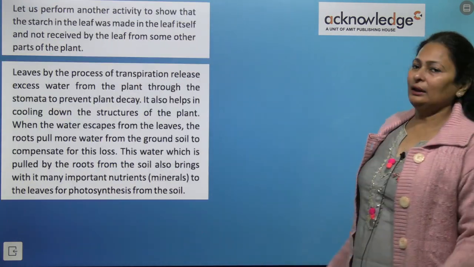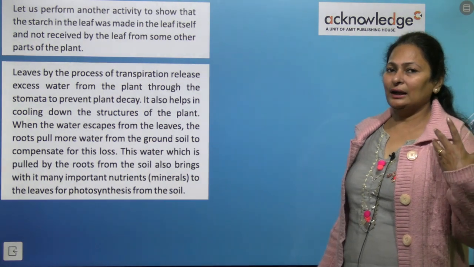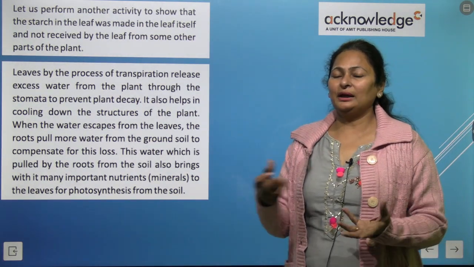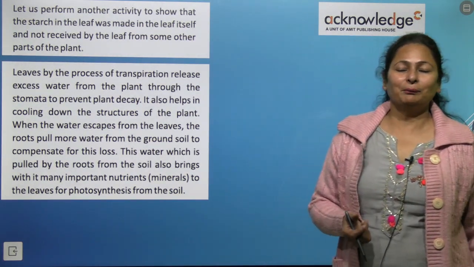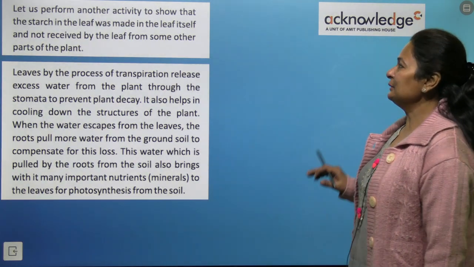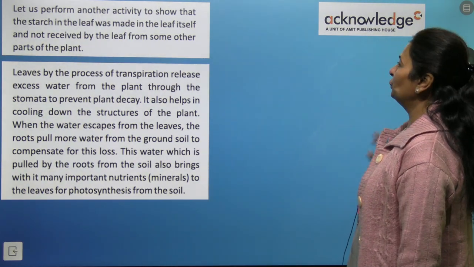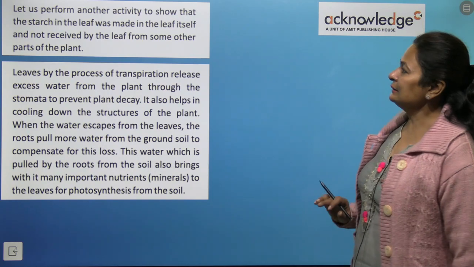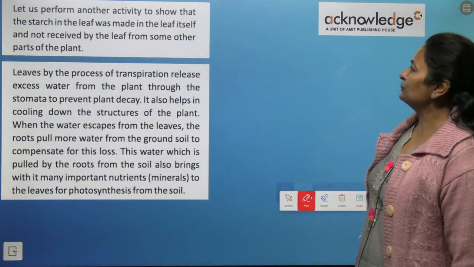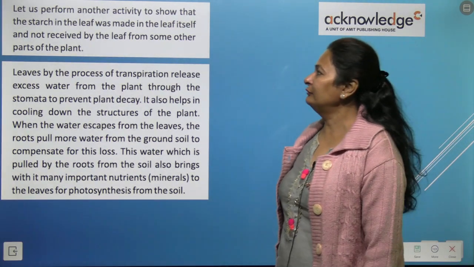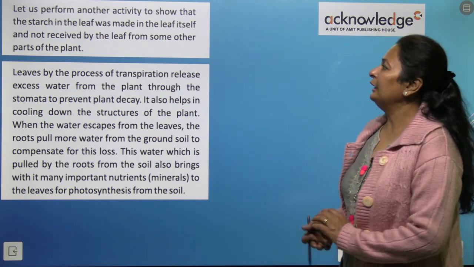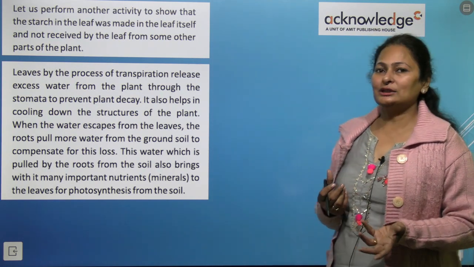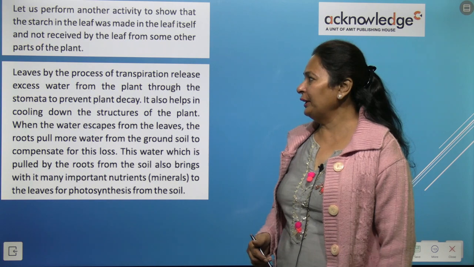And all living beings like us, human beings, animals, we eat these different parts of the plant. So let us perform another activity to show that the starch in a leaf was made in the leaf itself and not received by the leaf from some other parts of the plant. Let's see how we do it.